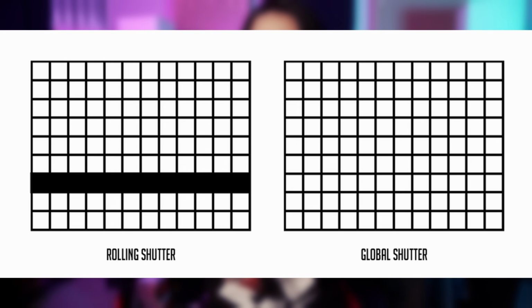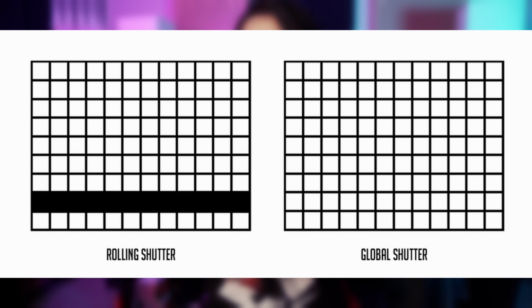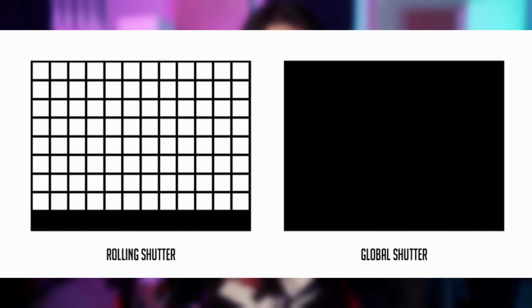However, there are some cameras out there that have what is called a global shutter. Cameras with global shutters scan the entire image at once, as opposed to a rolling shutter that scans from the top down. So if you got a camera that has a global shutter, you're pretty much out of luck. I don't know what to tell you, man. Buy a less expensive camera or something.